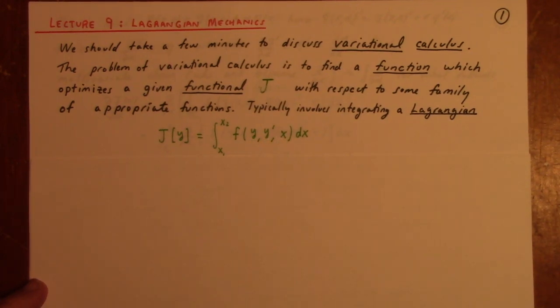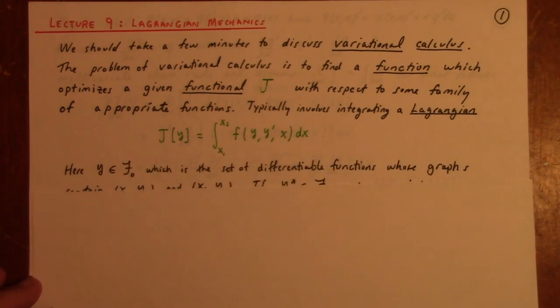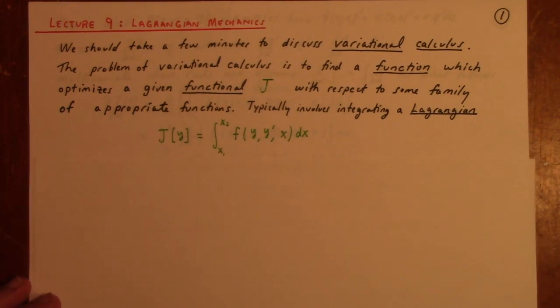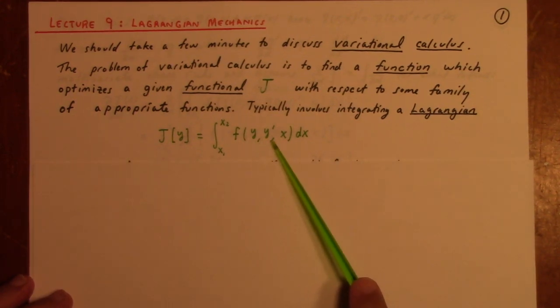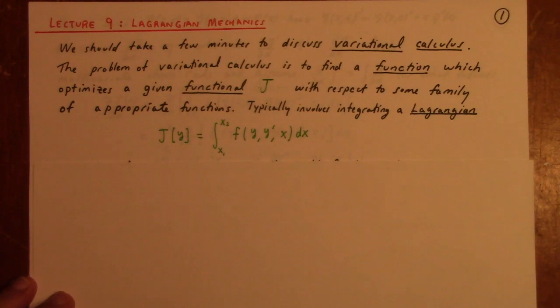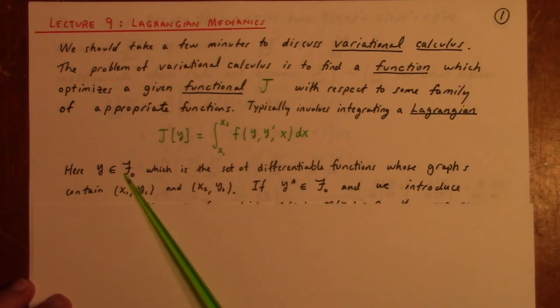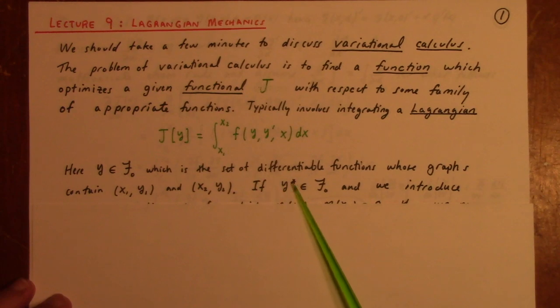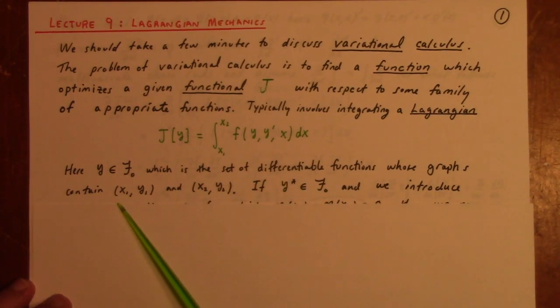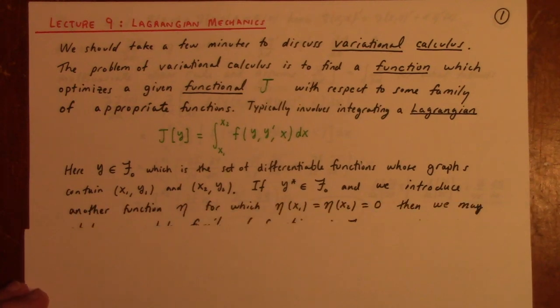This is pretty typical. Of course, you could consider in principle functions of more than just the variable and its derivative. You could look at higher order things, but oftentimes applications just look at the variable and its derivative. Now, here y is taken from some family of functions, in this case differentiable functions, whose graphs contain (x1, y1) and (x2, y2). All right.